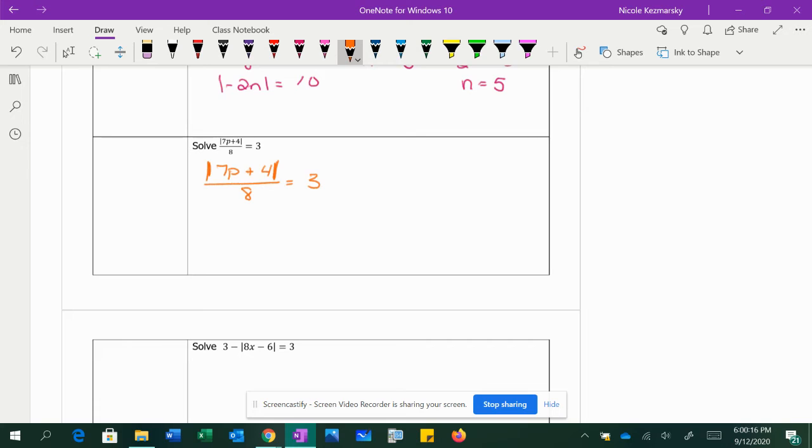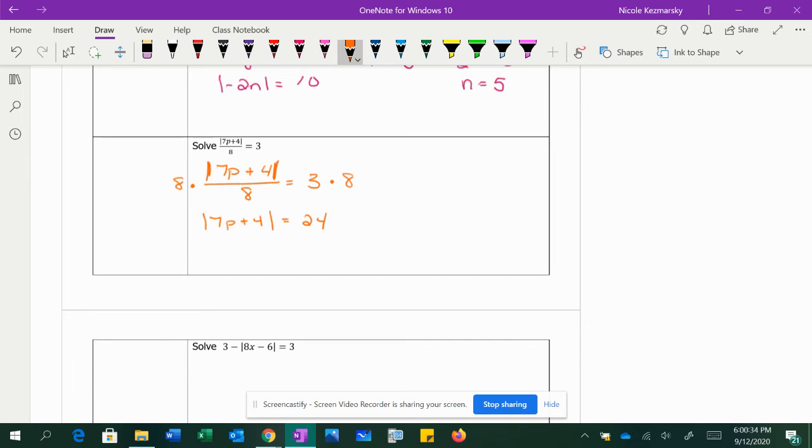So now the 8 is outside, but the 8 is being divided. So to move that, I'm going to multiply both sides by 8. So that's going to give me absolute value of 7p plus 4 equals 24.